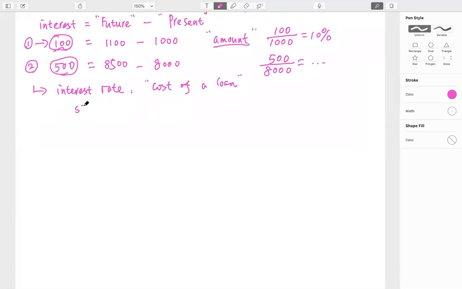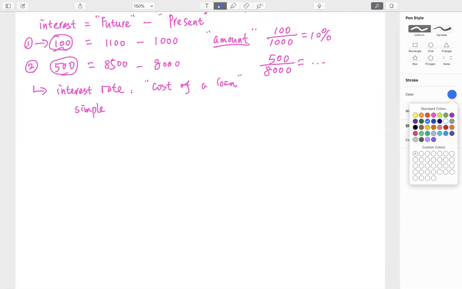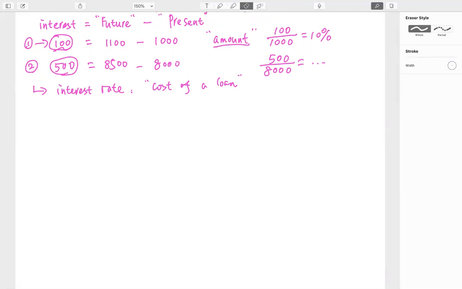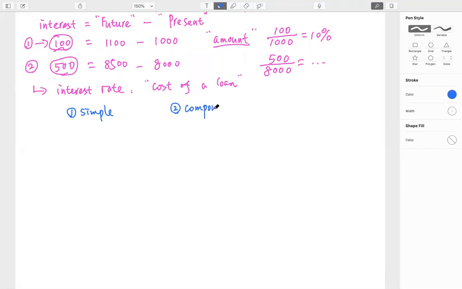The first one is simple interest. The second one is, let me get a different color for the title. Okay, so the first one we study is simple interest. The second one we study is compound interest. The last one we have studied in chapter 1 is continuous interest. Okay, by the way, we often call this force of interest.